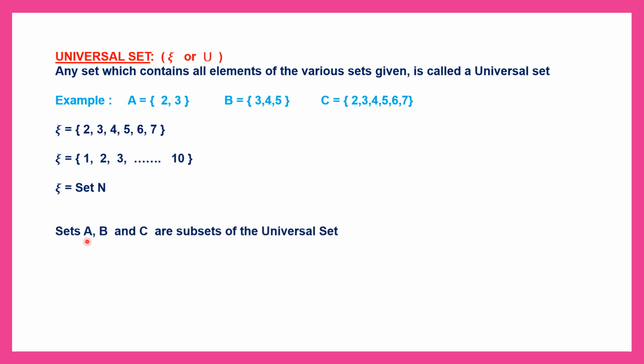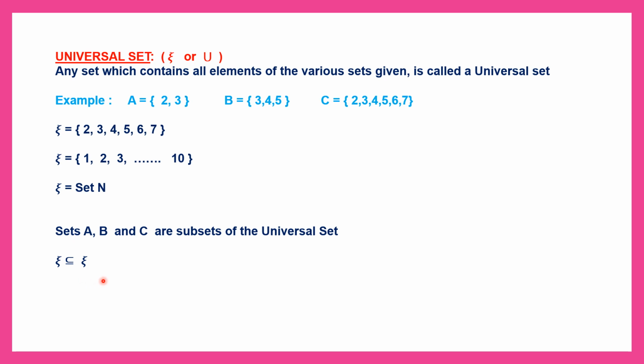Now, sets A, B and C are subsets of the universal set. So set A is a subset of the universal set. Similarly, set B and set C are also subsets of the universal set. Now here we can say a universal set is a subset of itself. Isn't it? When we learn subsets, what did we say?